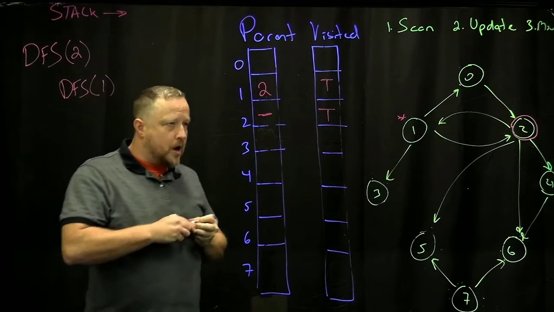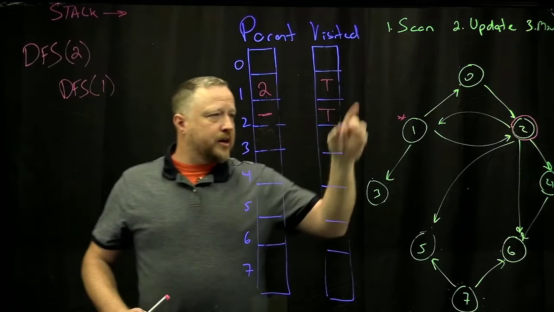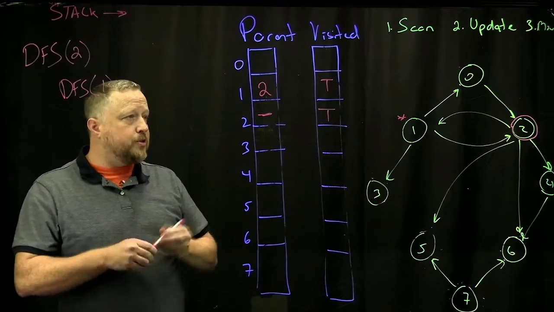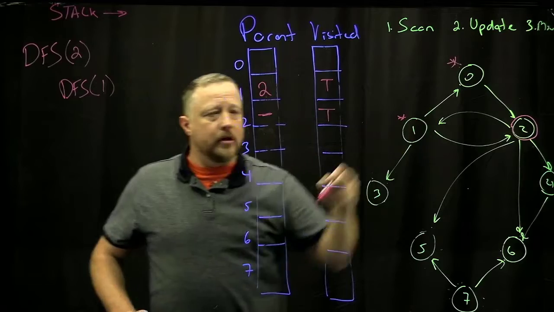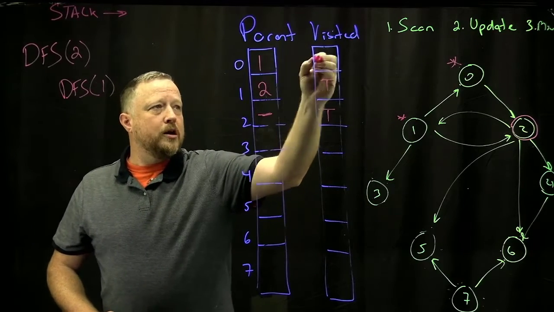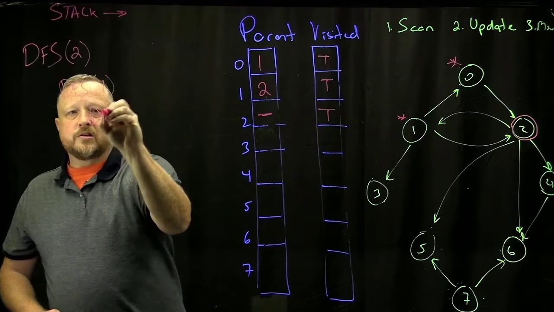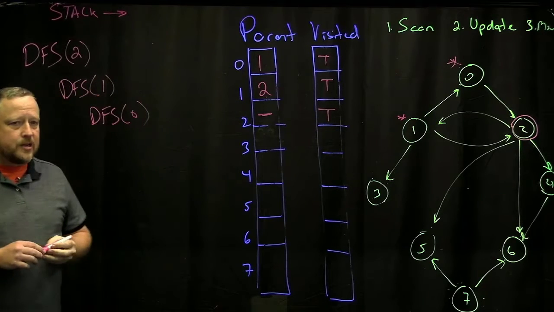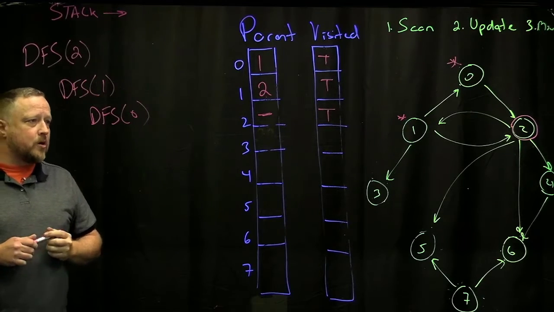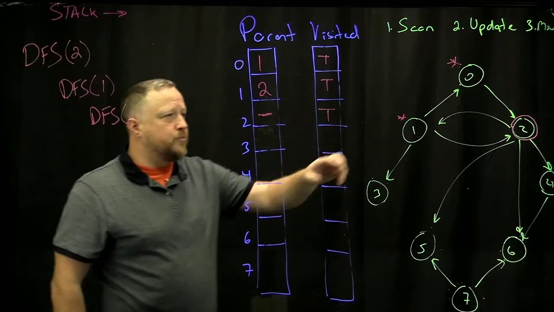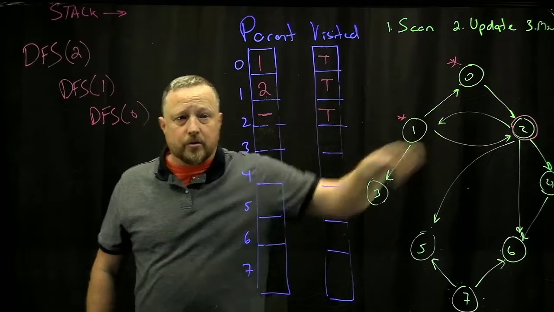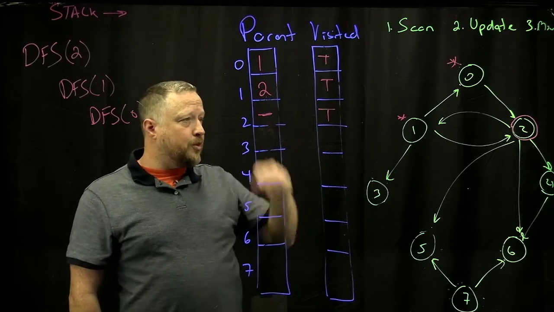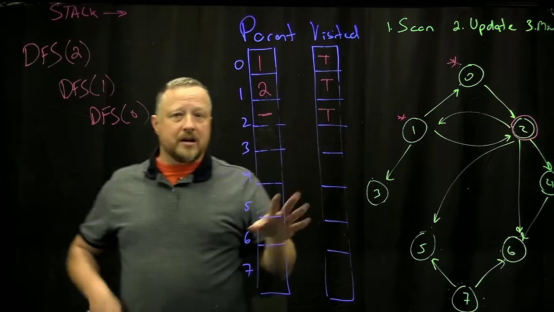All right, now 1. What can I visit? I can visit 0, 2, and 3. So first I'm going to do the 0, because that's the first one we found. Okay, 0 came from 1. So DFS of 0. All right, next, at 0, what can I connect to? I can only connect from 0 to 2. Well, that's already done. So nothing we can do about that one. So that one's going to die off the vine.